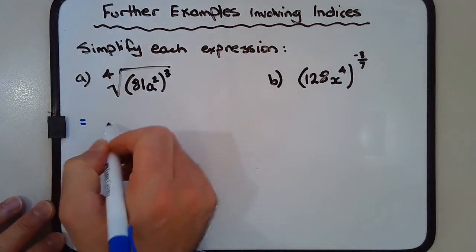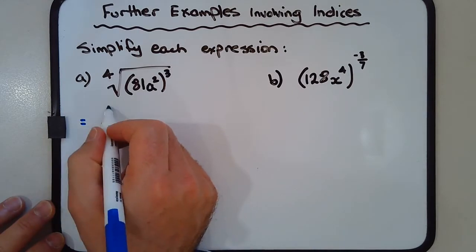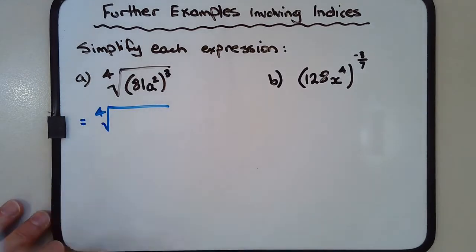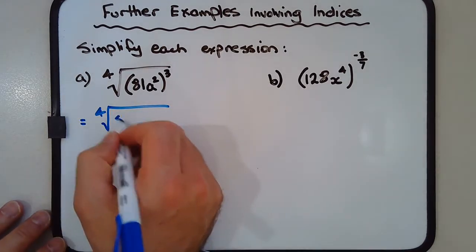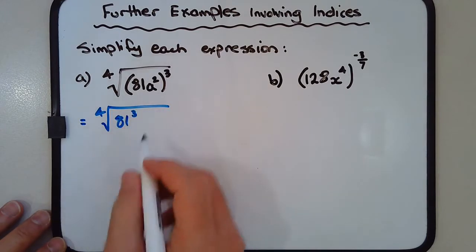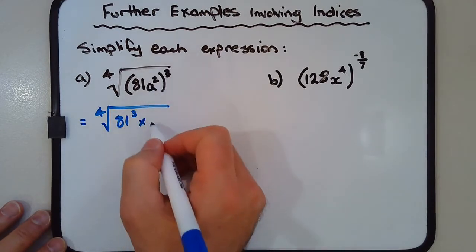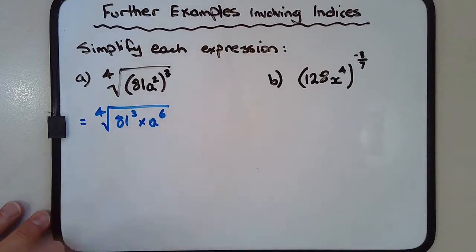What I'm going to start off by doing is just leave the surd where it is. The 4th root, as you know with index laws, means raising to the power of 1/4. We'll get to that later. So that's going to be 81 cubed multiplied by a to the 6. This is the power to a power law. Now we're applying law number 3.